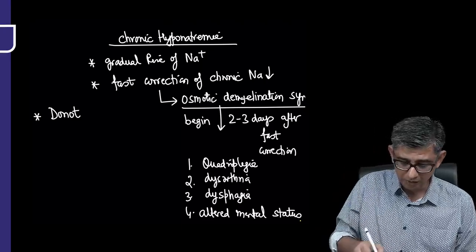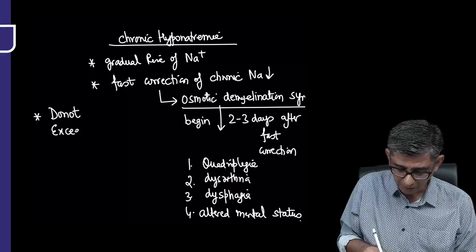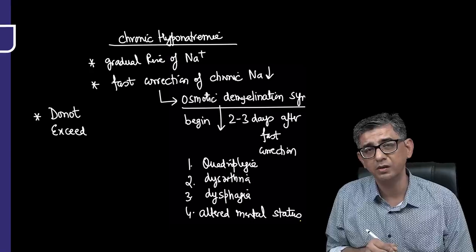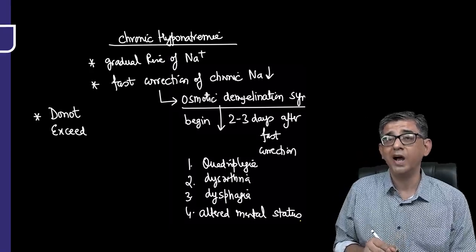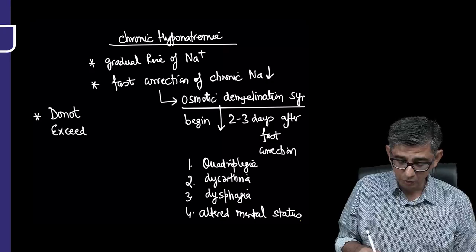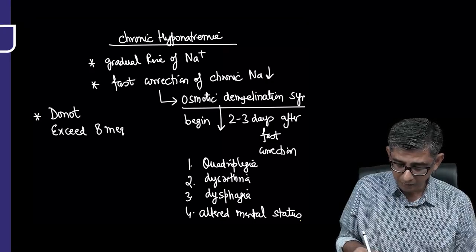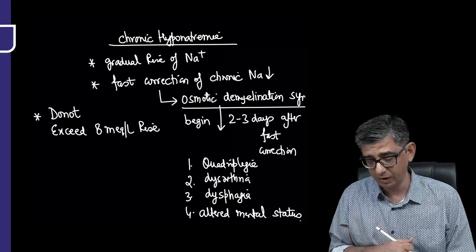The rule says, do not exceed more than 8 milliequivalents. That's the value to be remembered. In some books, it is written 4 to 6. I mention the maximum upper limit allowed. It says do not exceed 8 milliequivalents per liter rise, otherwise osmotic demyelination syndrome will occur in the patient.